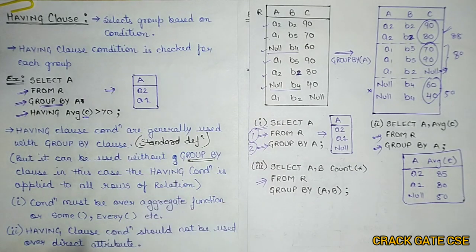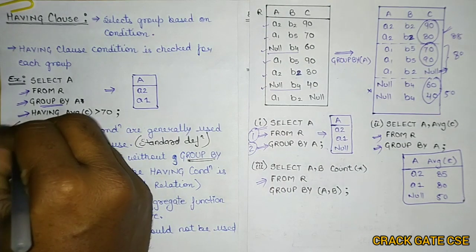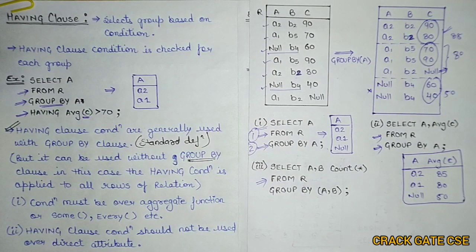So in implementation we can use the having clause without the group by clause, which will be applied to all rows of the relation. So this is an important point. There has been a previous year GATE question from this particular point. So we'll be discussing that previous year question with some other questions also in the next video.